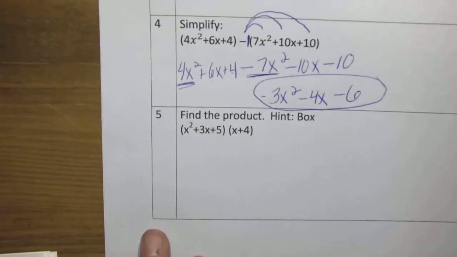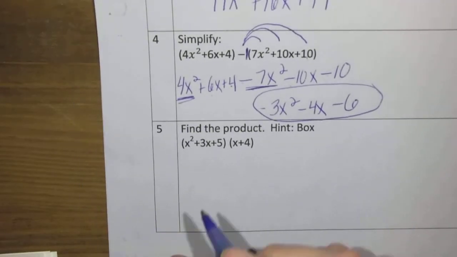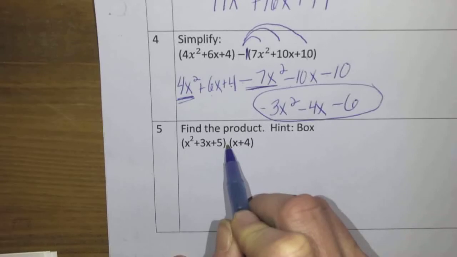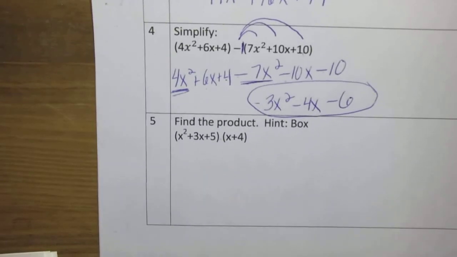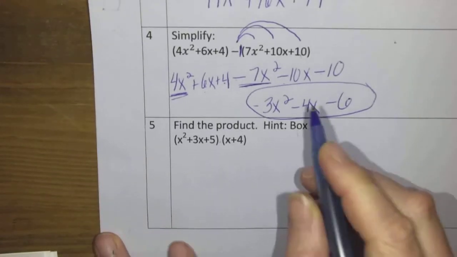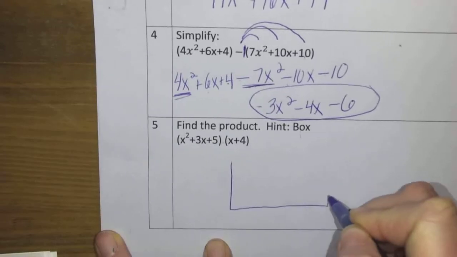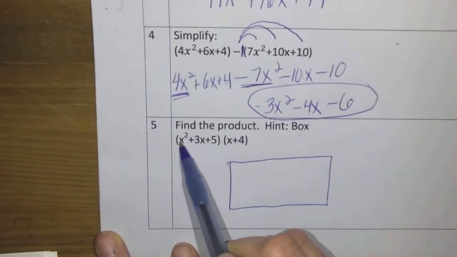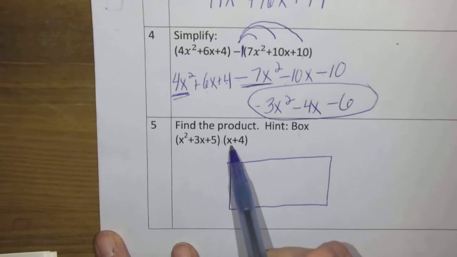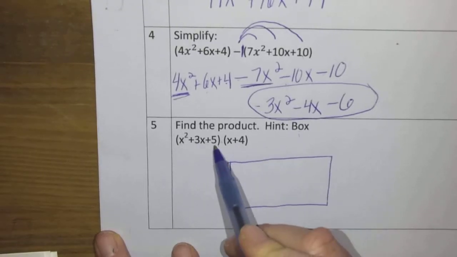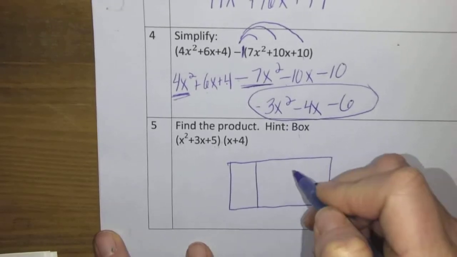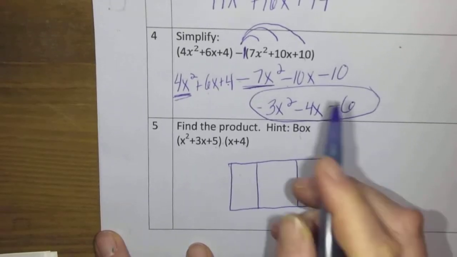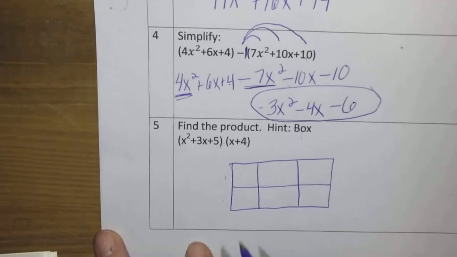Number 5, find the product. Product means multiplying. We know this is multiplication because there's no plus or minus sign between them. Your teacher might have said distribute. Your teacher might have said make a box. I find that most students are most successful with a box. There are 3 things in this one and 2 in this one. Trinomial by binomial, fancy words there, which means I need to make it 3 by 2.